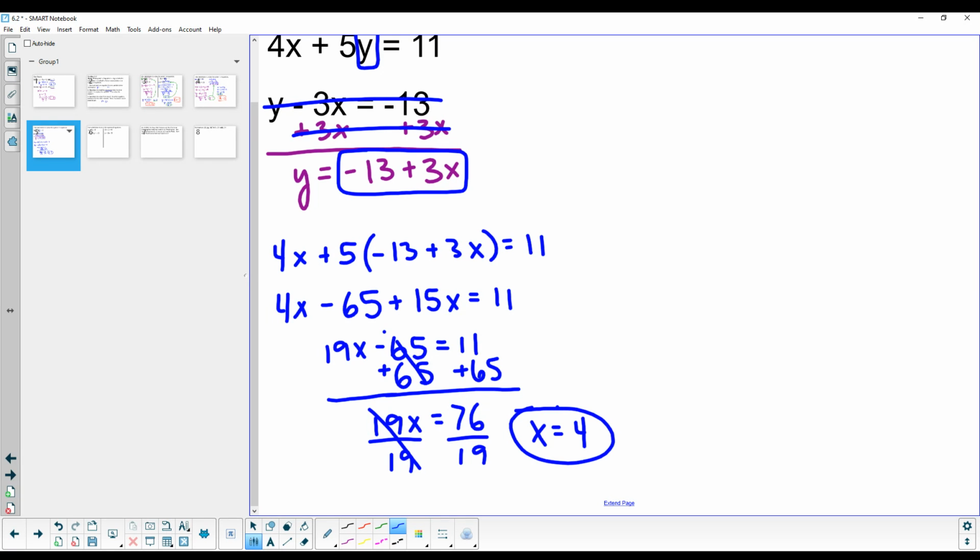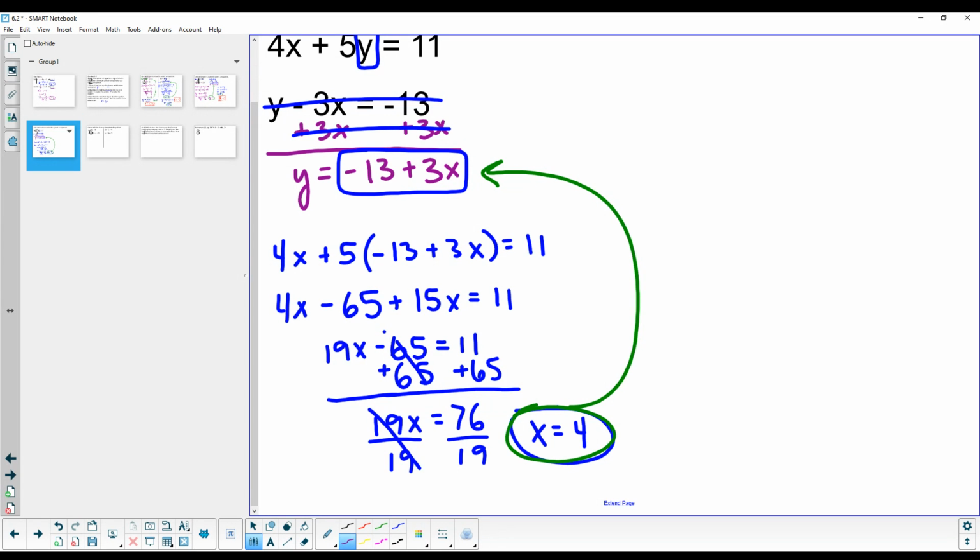Okay, so once you've done the actual substitution part and got that value into the other equation, it's just the regular solving. That part should not be anything new. You should not have any trouble getting x equals 4 once you've substituted in your value of y. Now, x equals 4, but you still have to figure out what y is, so we're going to go back up here.